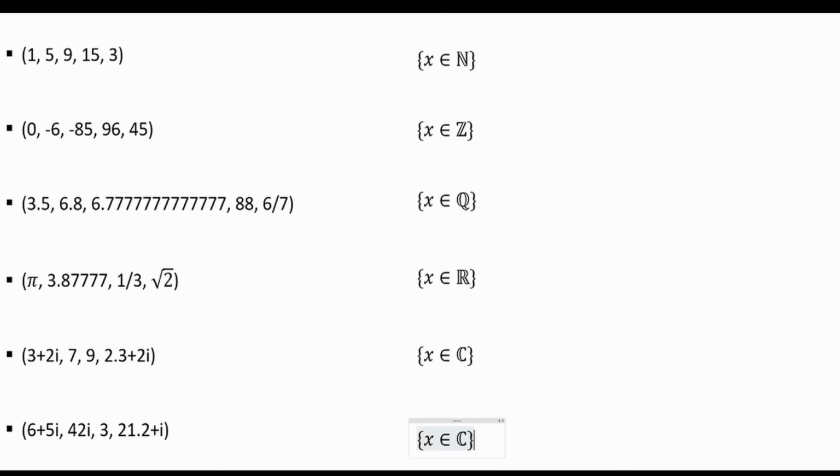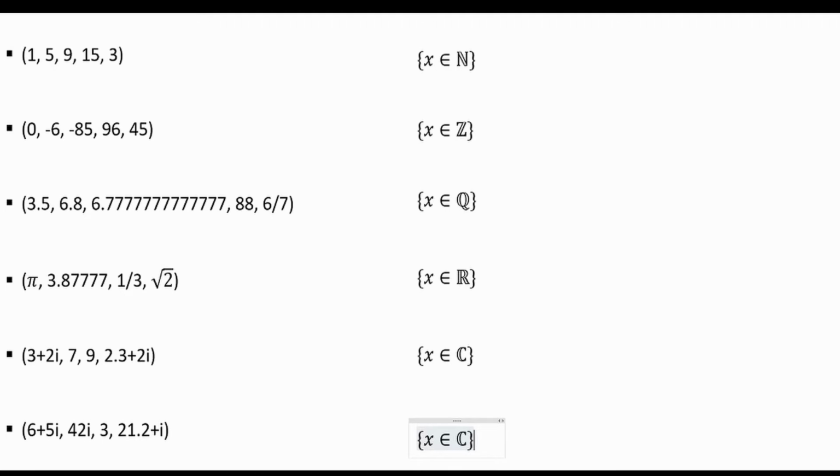The next set, we have x is an element of the integers. Here we can see x can be 0, -6, and -85. Clearly, none of these numbers can be part of the natural numbers. So they must fall into the next category, which is the integers.